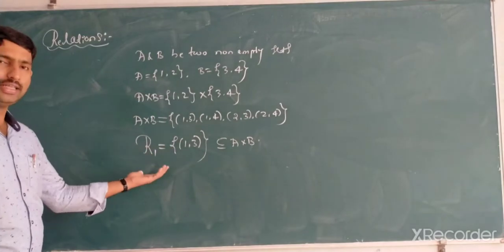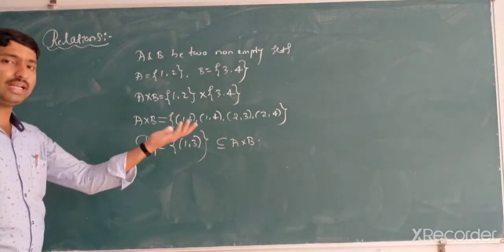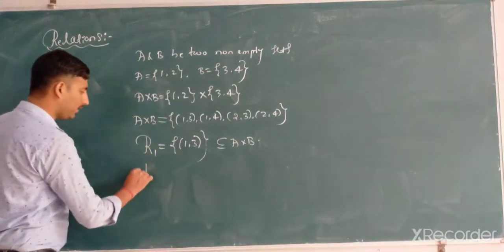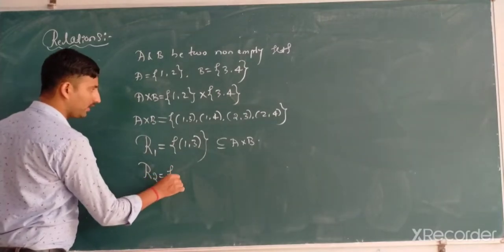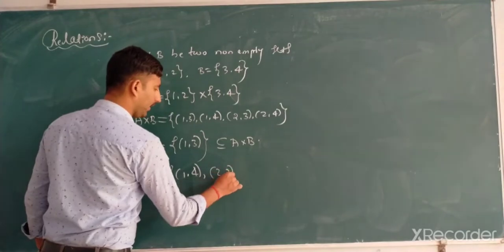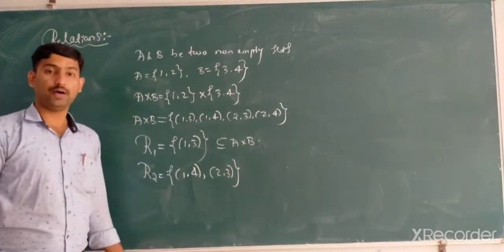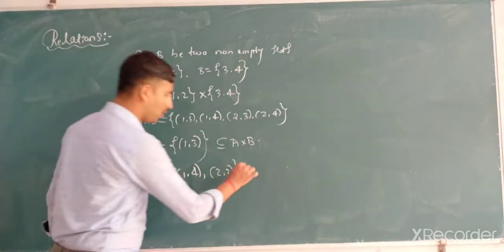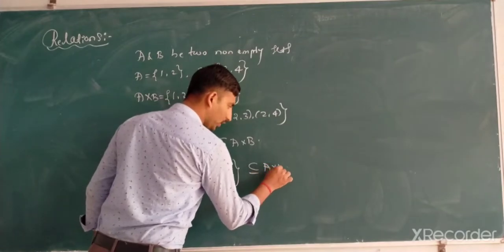Sir, it is a relation, but how many relations are there? Again, I will take one more relation, that is R2, which is nothing but (1, 4), (2, 3). Sir, whether it is a relation? Of course, the answer is yes. Why? Because it is a subset of A cross B.